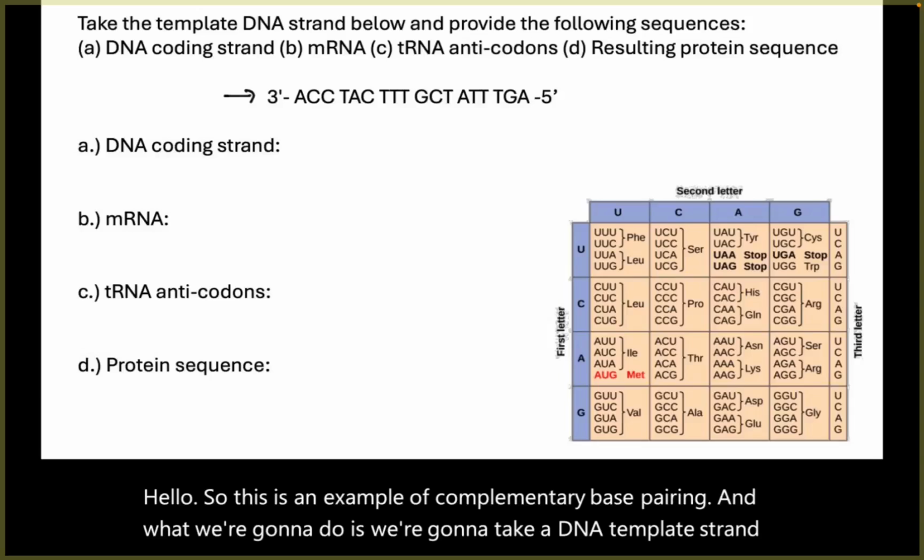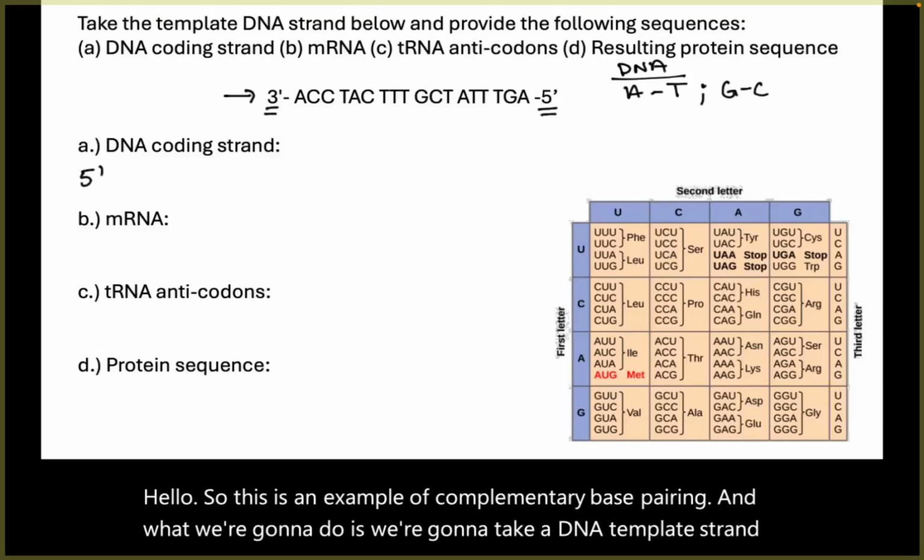So if you remember when we talked about DNA complementary base pairing, A and T, or T and A, complement each other, and G and C, or C and G, complement each other. So we're going to take this sequence and write the complement of it, and that will become the DNA coding sequence. If you remember, we have our 5' and 3' ends, and those are going to be anti-parallel.